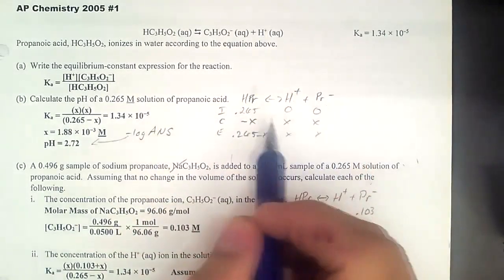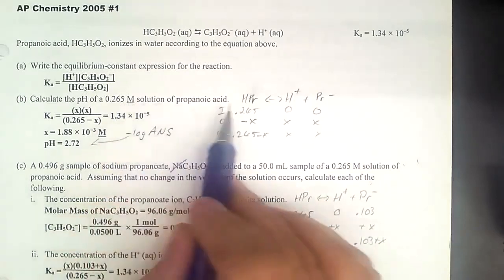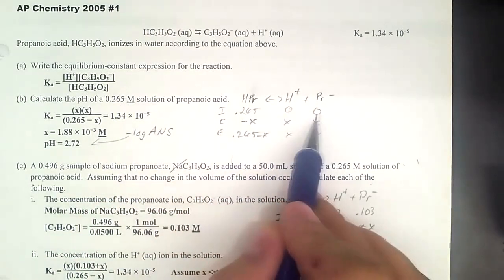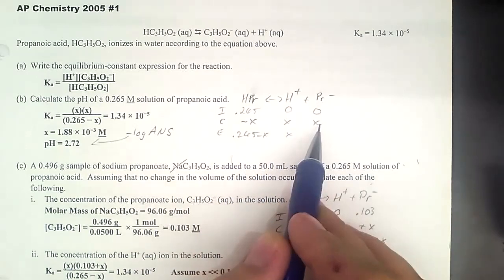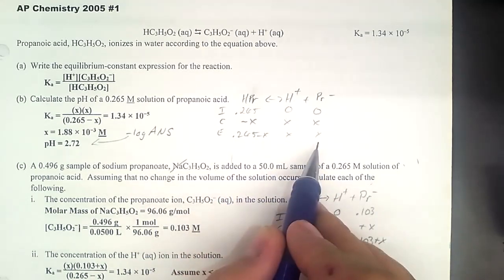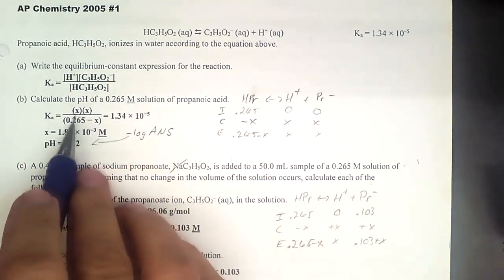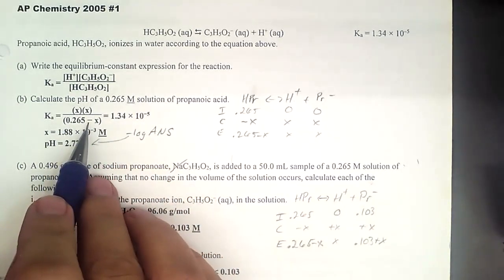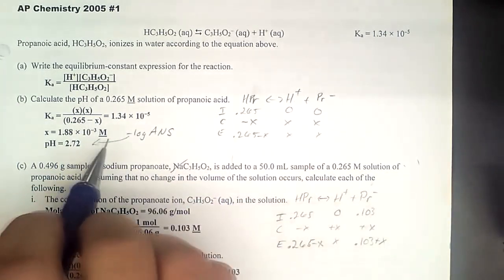So if we set up an ICE box, we know that it starts off with this molarity of propanoic acid. It starts off with no products. One of these is destroyed for every one of these made. So this is our equilibrium amounts. When we do the K math, we get this setup, and we're trying to solve for X because X will give us the H plus molarity.